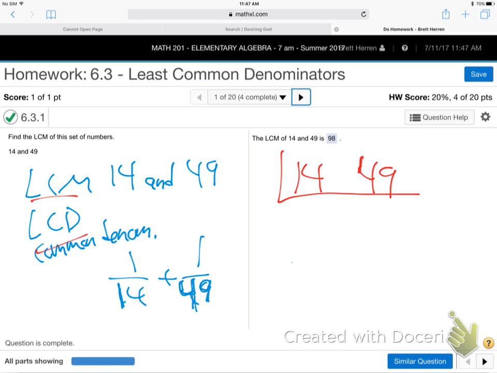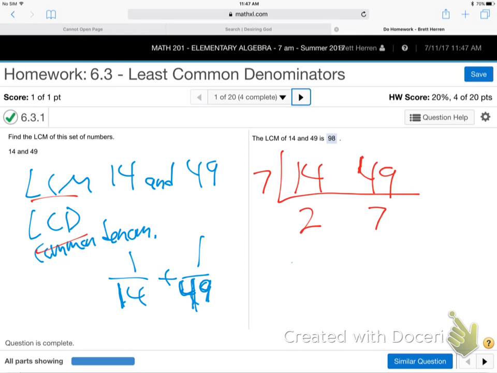Put them in a box, and then you go out here and you kind of do the factoring thing to help you find the LCM. So say, what goes into 14 and 49? Well, 7 does, right? 7 goes into 14 2 times. 7 goes into 49 7 times. That good so far?